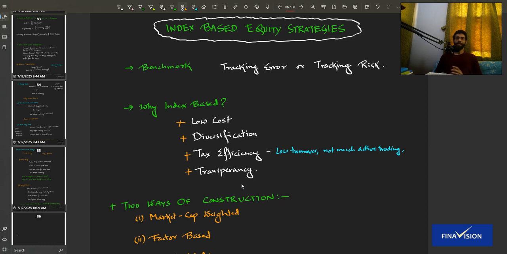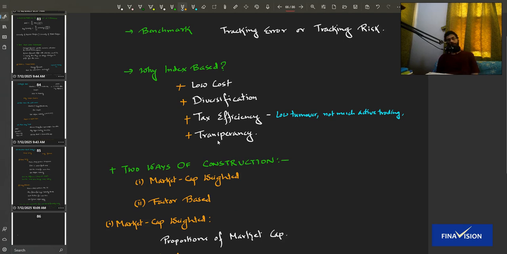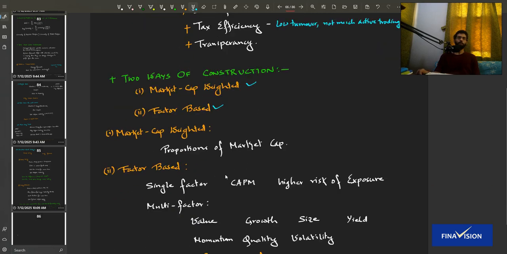Now, how can an index-based strategy be turned into a portfolio? There are basically two ways in which this can be done. One is market cap weighing and another is factor-based weighing. Market cap weighing of the portfolio and factor-based weighing of the portfolio. What is market cap weighing?